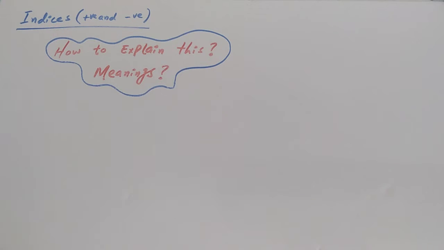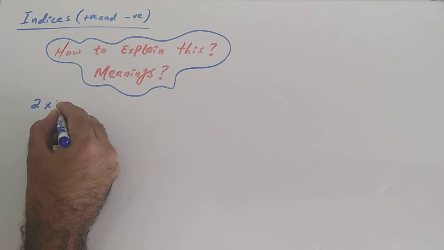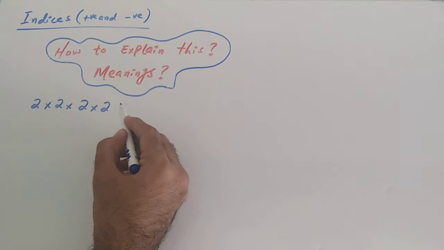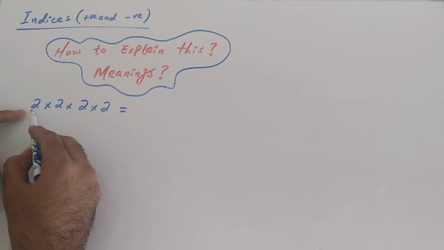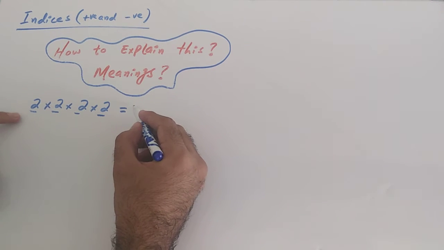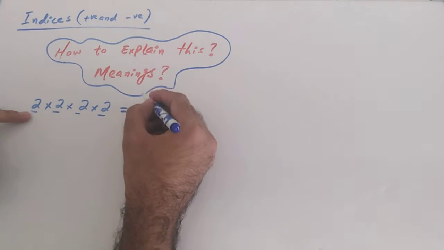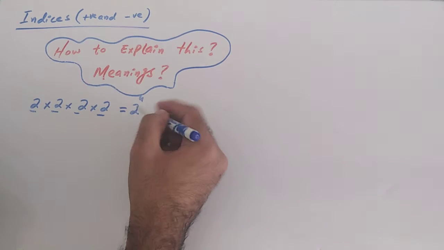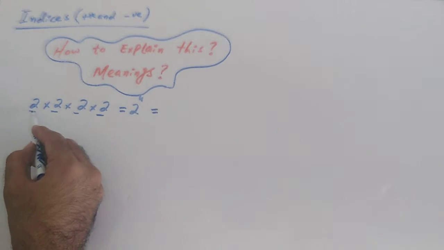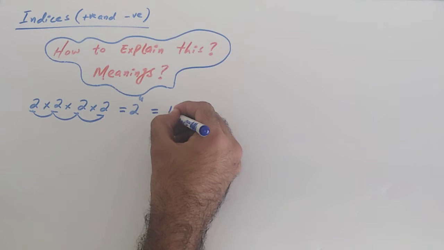Let's say I multiply 2 with 2 with 2, this many times. You can see we are writing 2 four times. So this is also written in the form of a power. 2 is there 4 times, so we write this at the top. If we multiply them, 2 times 2 is 4, times 2 is 8, and 8 times 2 is 16, so we get the answer 16.